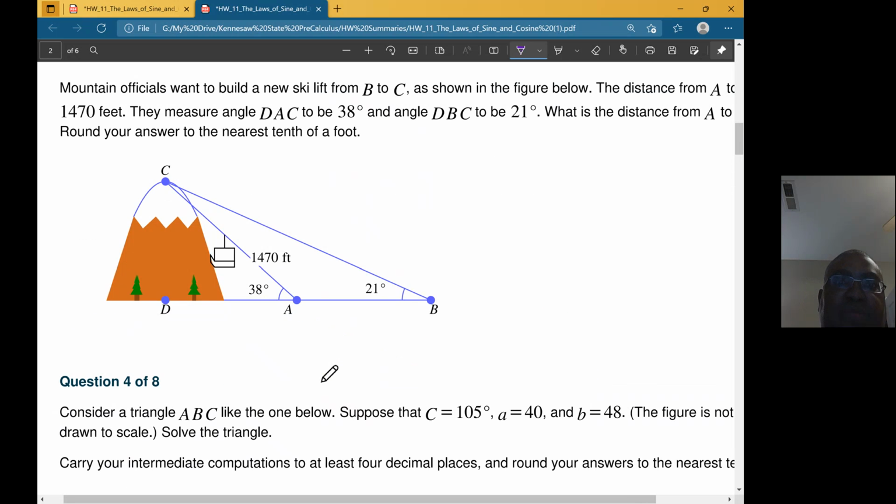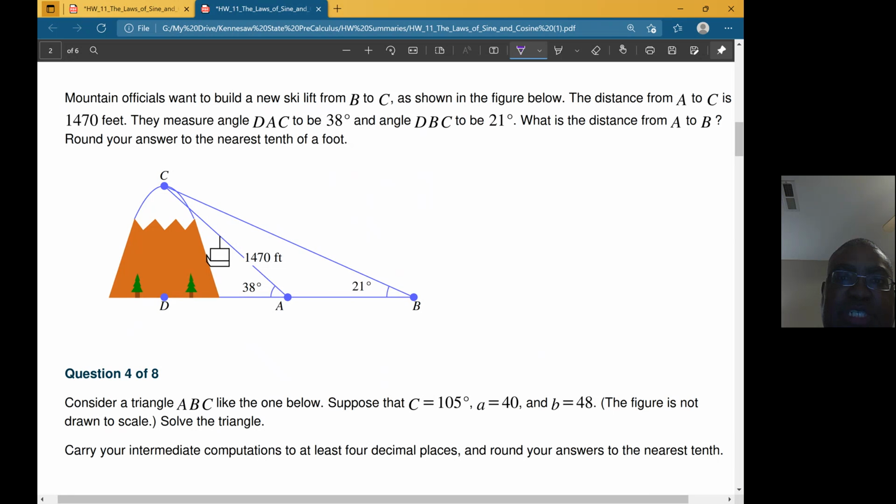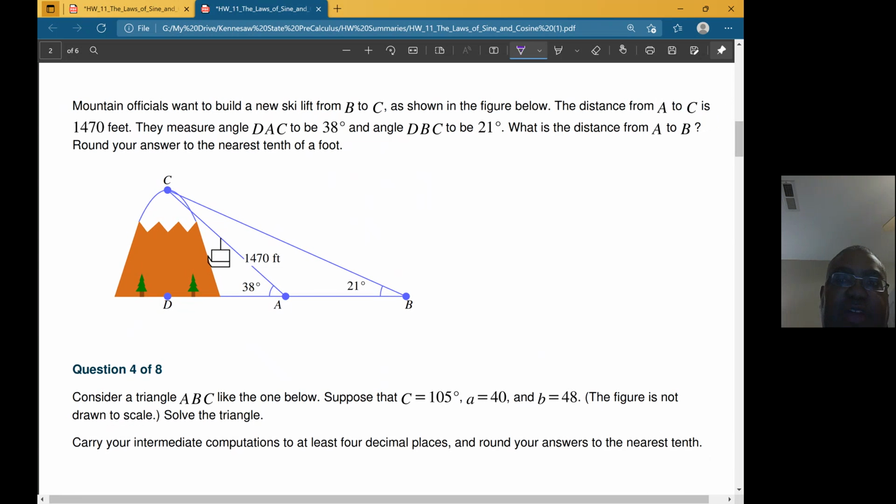All right, mountain officials want to build a new ski lift from B to C as shown in the figure below. The distance from A to C is 1,470 feet, which is already labeled. They measure angle DAC to be 38 degrees and angle DBC to be 21 degrees. What is the distance from A to B? Round your answer to the nearest tenth of a foot.